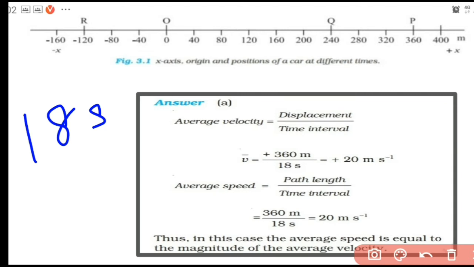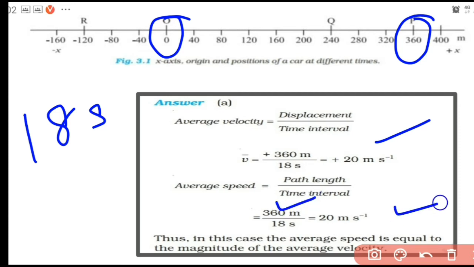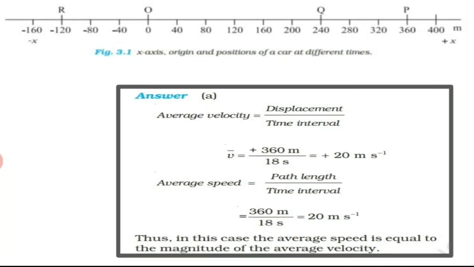So what is average velocity? Average velocity is change in position by time interval. Change in position means 0 and 360. So final position 360, initial position 0. So it is 360 minus 0 divided by 18. So 360 by 18, you will get 20 meter per second. Okay, calculating average speed, it is path length by time interval. Path length here, that is 360 itself. So the answer you will get is 20 meter per second.